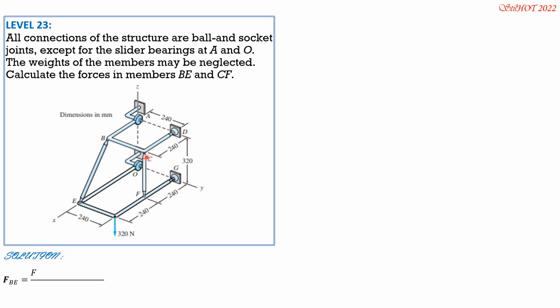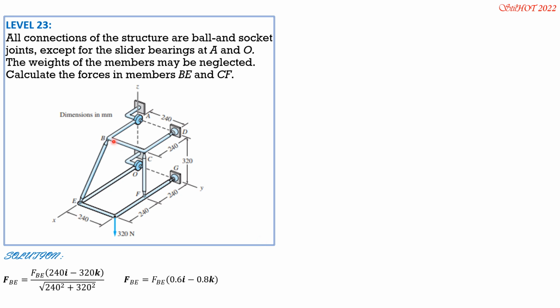So FBE in vector form is magnitude of FBE, quantity 240i to the positive x-axis, then downward negative 320 along z. So negative 320k over square root of 240 squared plus 320 squared. So FBE is magnitude of FBE times quantity 0.6i minus 0.8k.